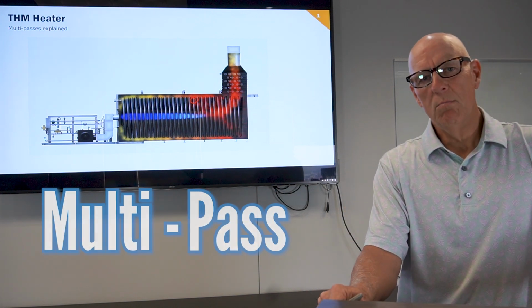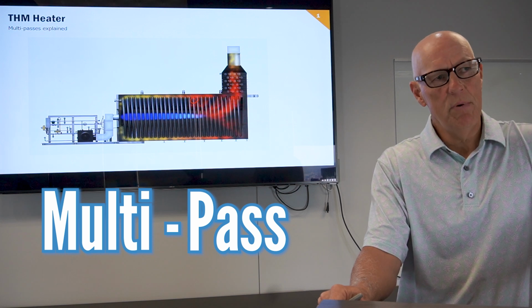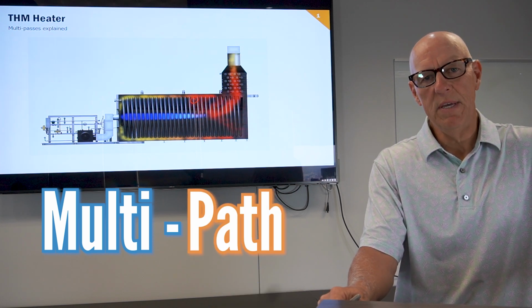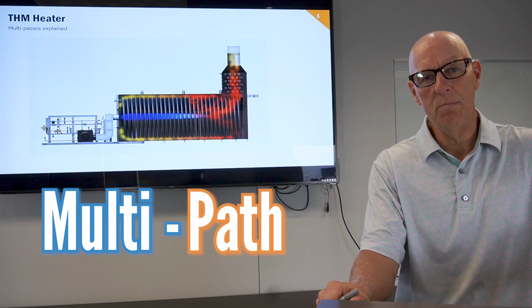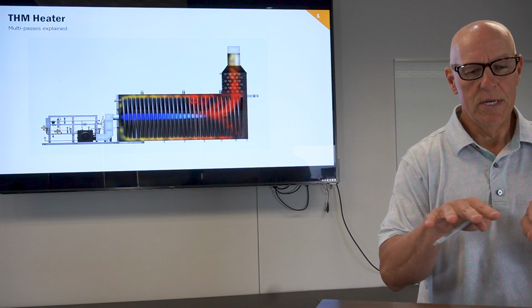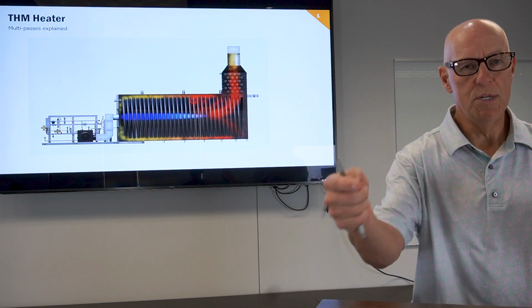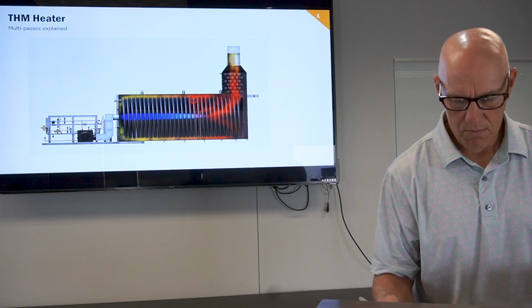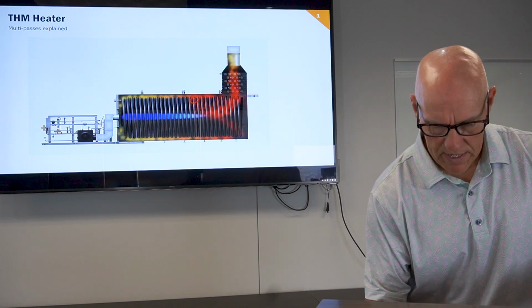Whoever came up with the term multi-pass, I think they probably would have been better served if they had called it multi-path, P-A-T-H, because that's really what it means. When I bring the fluid into the heater, do I want it to branch into separate coils and then join back up at the end of the heater to connect up to your piping system? You'll follow me here on this sketch.